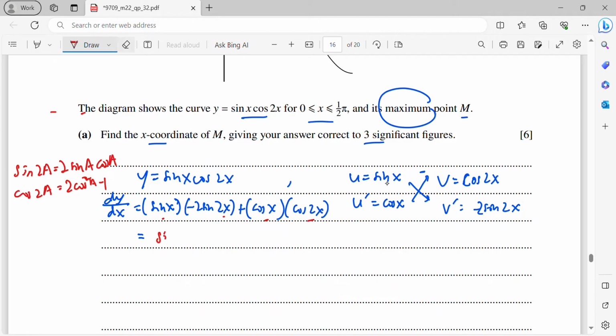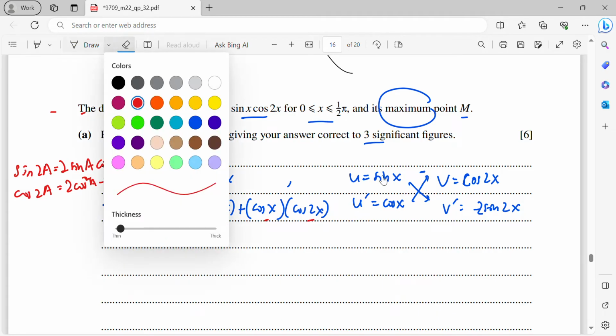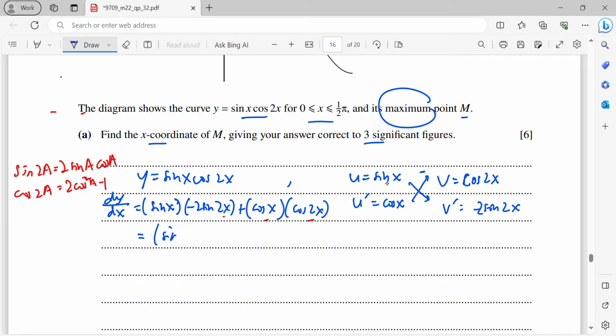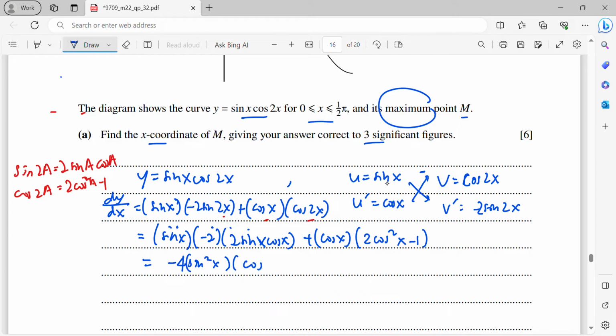So here will be sine x. So here minus 2 sine 2x is going to be 2 sine x cos x, then cos x. The cos 2x is going to be 2 cos square x minus 1. Okay. Then here will be minus 4, and then sine x is sine square x, then multiply with cos x. Then here when you do expansion, it will be 2 cos cube x. Or no need to do expansion because I can factorize.